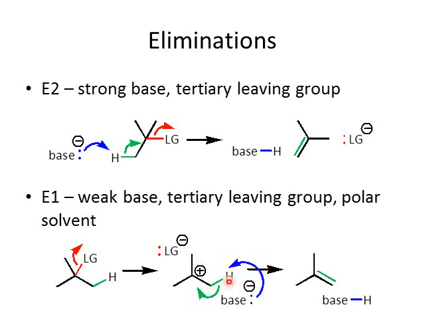But you're going to get a mixture, because the base could come up and interact here, or the base could come up and interact here. If it interacts here, you get substitution. If it interacts here, you get elimination. And you will generally get a mixture of things when you have SN1 and E1.